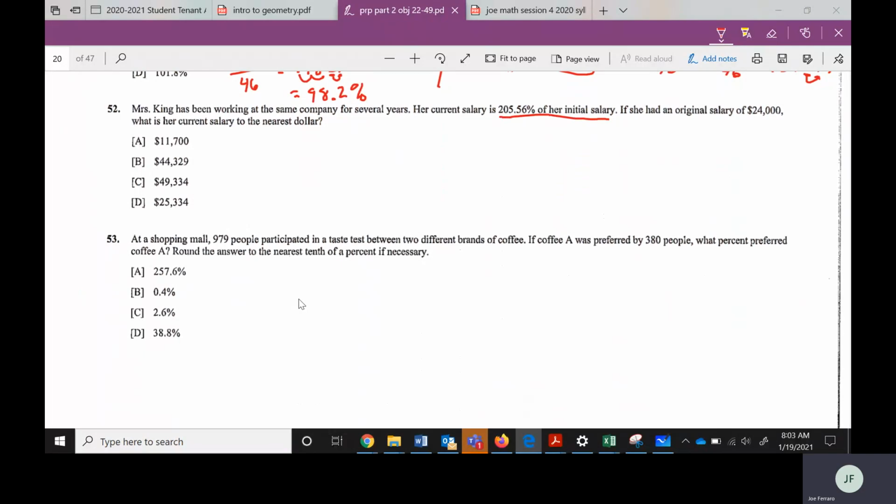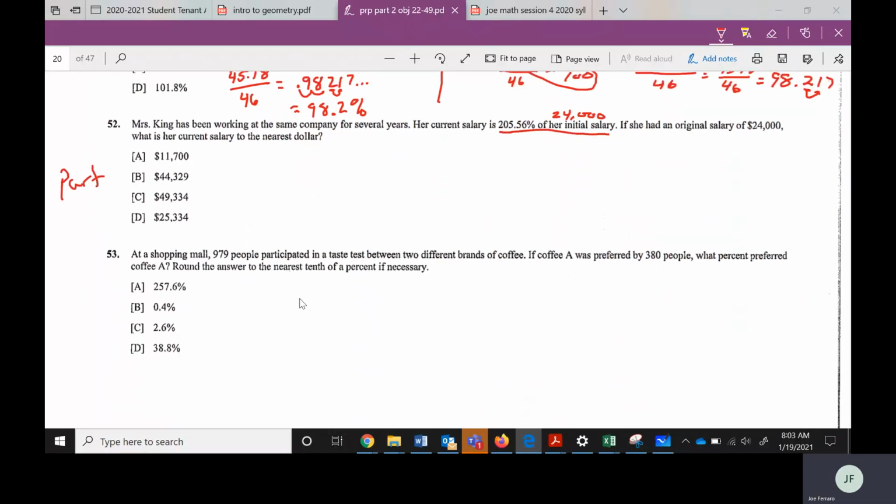And then it says of her initial. So we have to look at, is the initial salary what they give us, or is that what we're looking for? Okay. So here it says she had an original salary of $24,000. Original salary and initial salary would mean the same thing. Okay. So this is going to say 205.56% of, and we could substitute in $24,000. So that means that's the whole. So that means we're looking for the part.